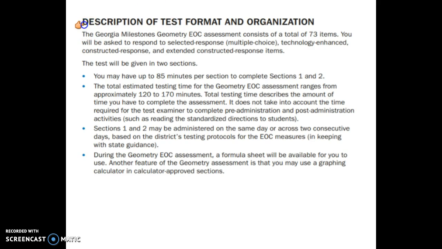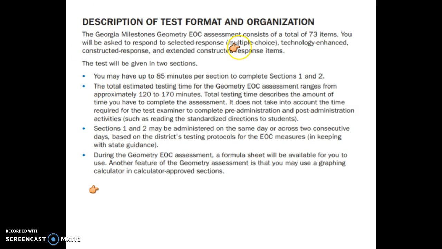Just some information about the Georgia Milestones. This is information also in the study guide that you have. There are 73 total items. The majority will be multiple choice, but you do have some constructed response and extended response items. There are 2 sections. You'll have up to 85 minutes per section. Make sure that you answer all the questions. Don't leave anything blank on the EOC.